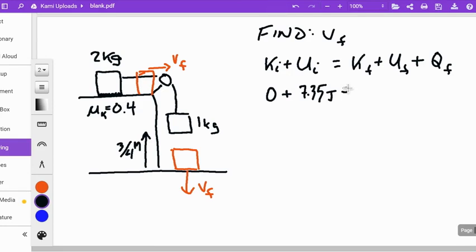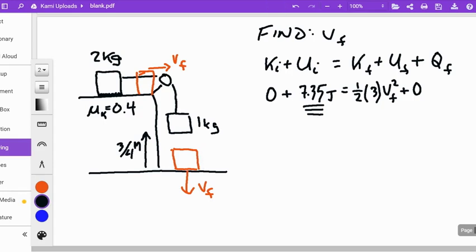I just want to emphasize here that the total energy of the system is going to be that 7.35 joules, because that's what you start with. Now, let's see where that energy goes. So kinetic energy final, you're going to have 1/2 times, adding the masses, 1/2 times 3 times VF squared, plus the final potential energy, which we're going to say is 0, right? Because the 1 kilogram object hit the floor and the 2 kilogram didn't change.